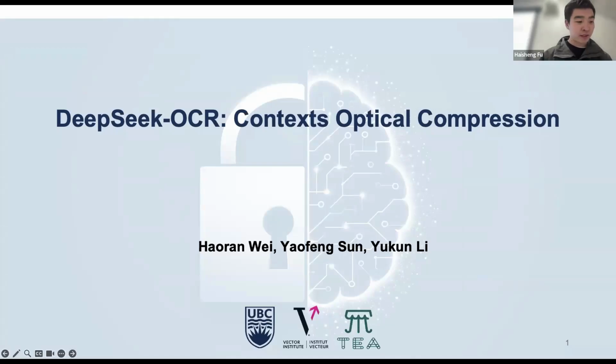Hello everyone. Today I will present the paper DeepSeek-OCR: Contexts Optical Compression by the original authors. My goal is to explain what problem they study, how their system works, what they report in training and evaluation, and what the conclusion and future direction are.